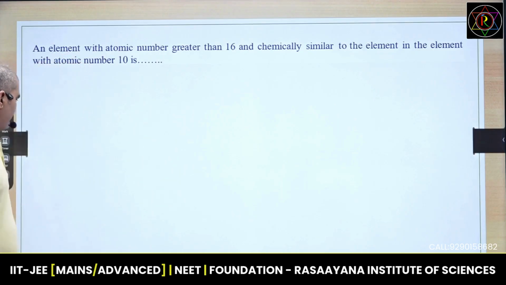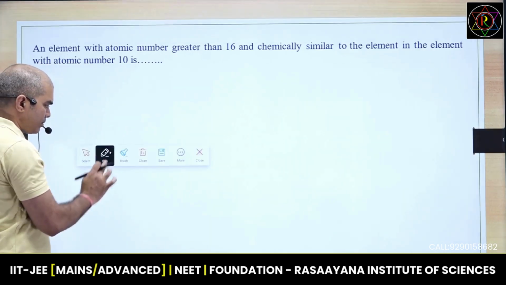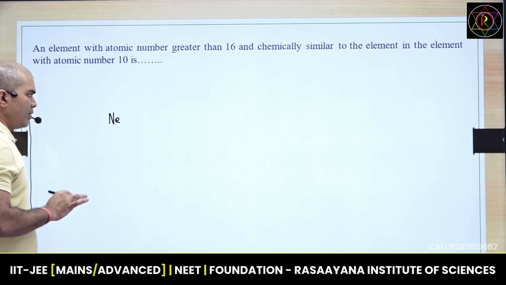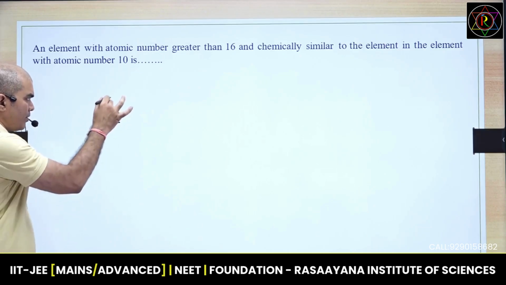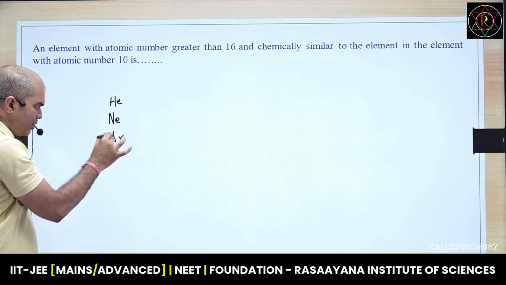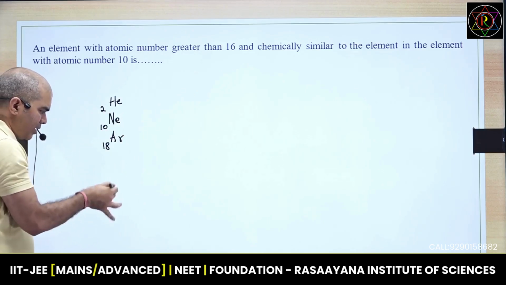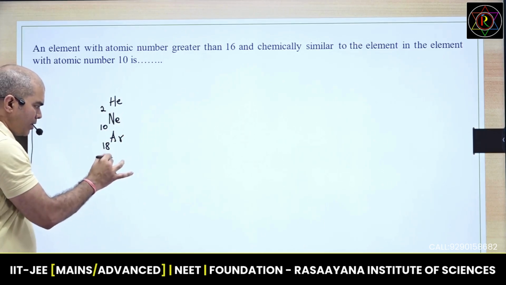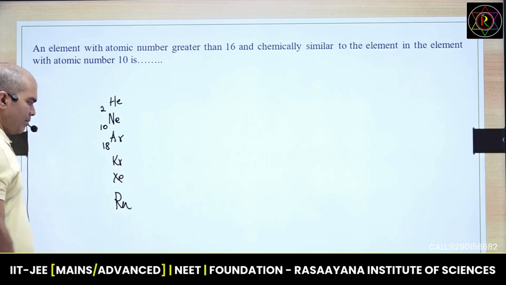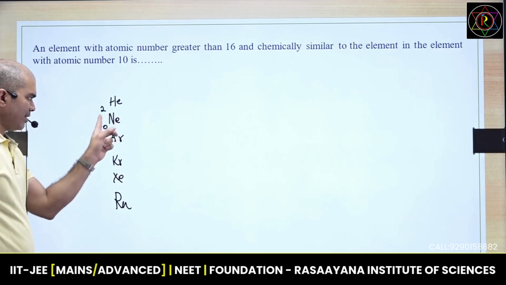What is 10? 10 is neon. Similar to 10 should be greater than 16. So I go for argon, 18. Or you take any other: argon, krypton, xenon, radon. Any of these elements you can take. That should behave like group element 10, neon.